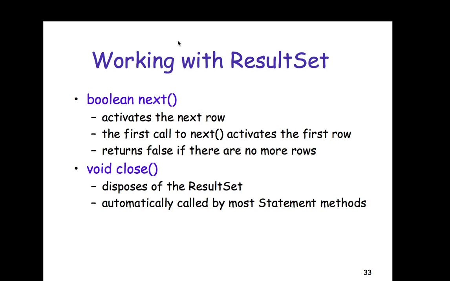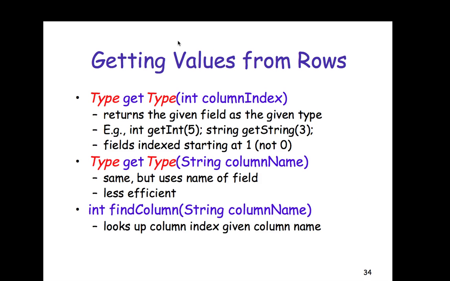It's kind of crude, actually, but it really just performs what it needs to perform. The void close disposes of the results. It gets rid of the memory associated with it, and it's automatically called by most statement methods. It kind of supports the built-in garbage collection features, but it's not really garbage collection. It's not run by the JVM, it's run by these particular methods. So it's doing its own cleanup. It really didn't have to, actually, if you leave it out.